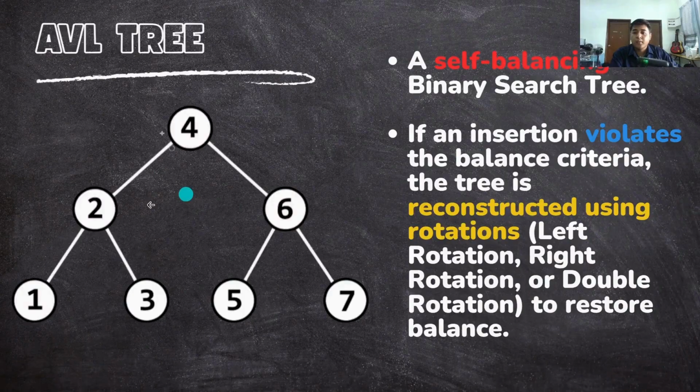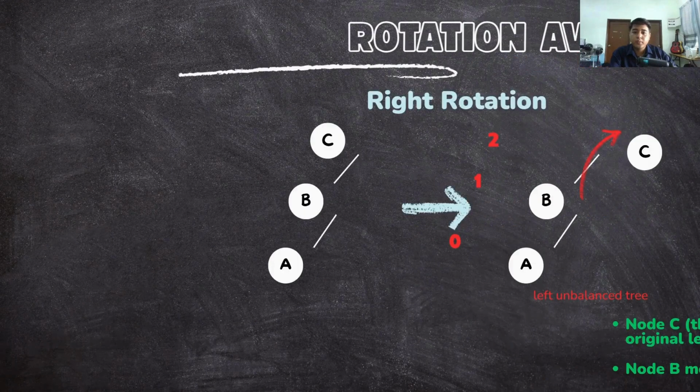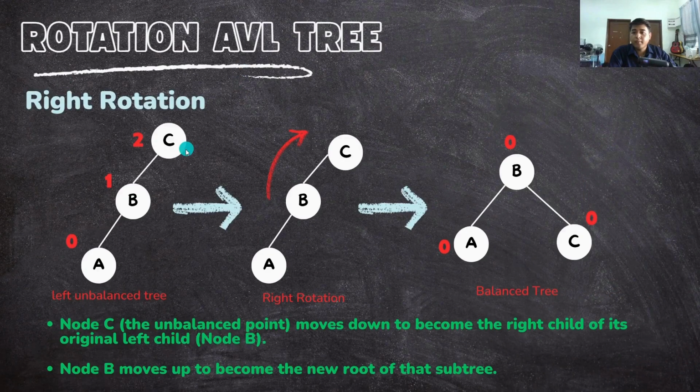So what is an AVL tree? An AVL tree is a self-balancing binary search tree. If an insertion violates the balance criteria, the tree is reconstructed using a rotation, which is left rotation, right rotation, or double rotation, to restore the balance of the tree. And then I will show you what rotation in the AVL tree is. So here is the example for the right rotation, where the first tree we see here is a left unbalanced tree. So we need to do a right rotation here to balance the tree.